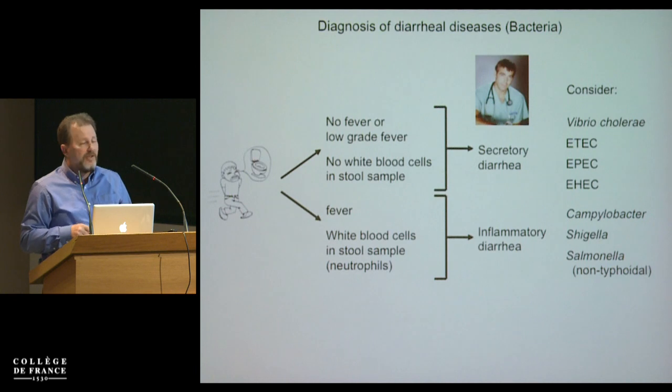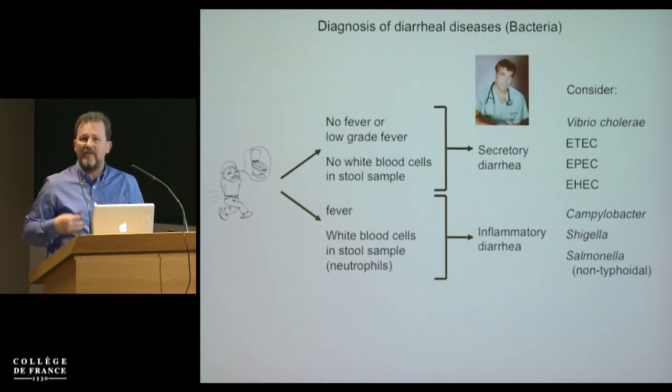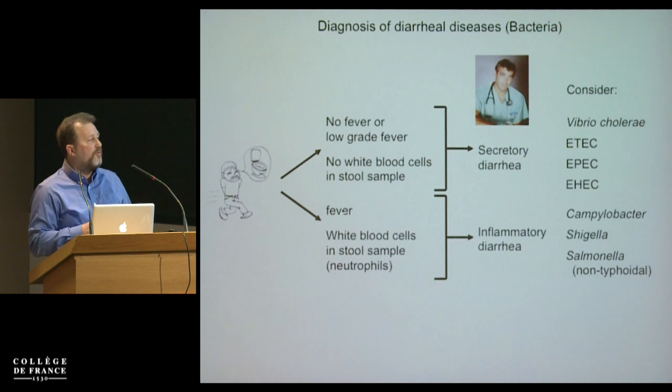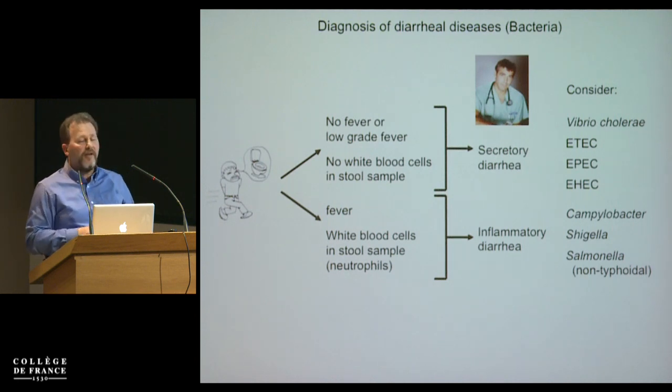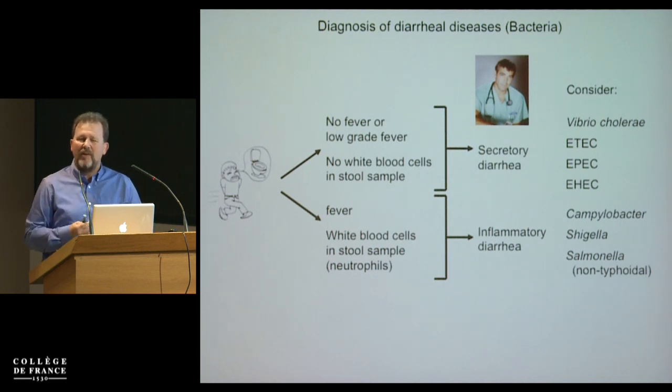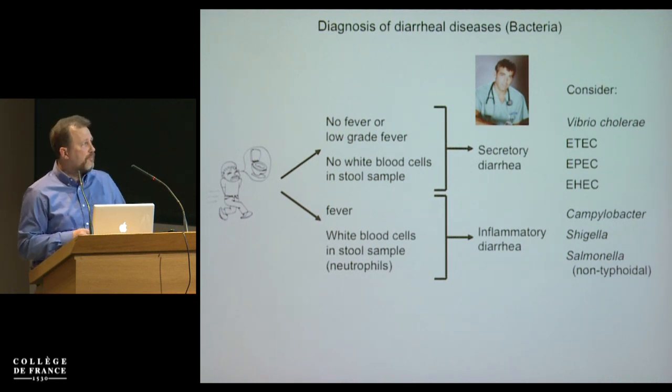The property these organisms have in common is that they are all invasive. They enter the epithelium and are detected by the innate immune system, which causes a vigorous inflammatory response. Cytokines are produced. Some of them, like interferon gamma, reach the bloodstream and enter the brain, where they change the temperature set point, so you have fever. Other cytokines, called chemokines, attract inflammatory cells, in this case neutrophils, and these neutrophils migrate into the intestinal lumen in large numbers in an attempt to protect the epithelium, and you find them in the stool sample. You will see during this talk that this property will become very important.